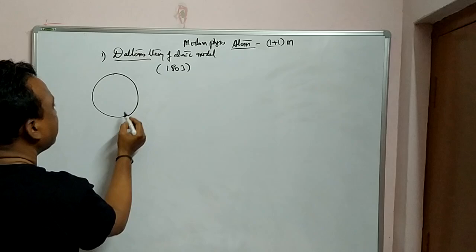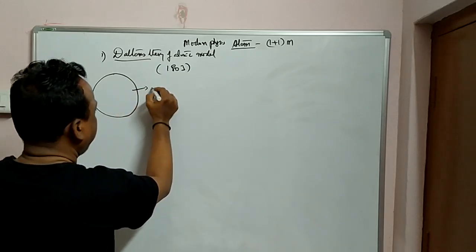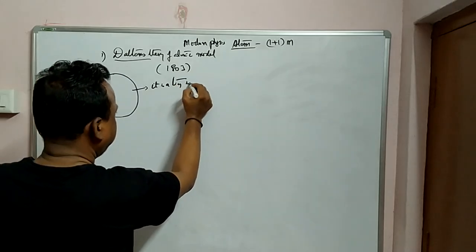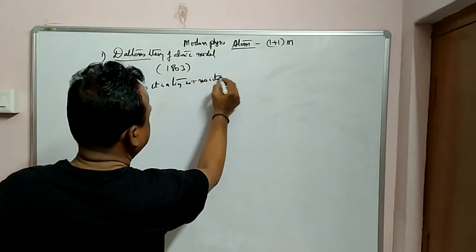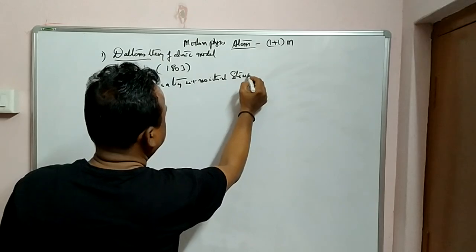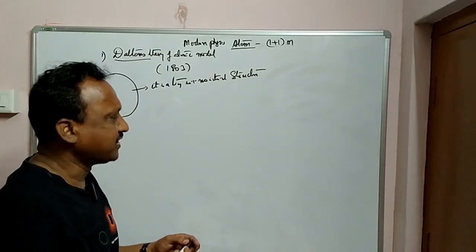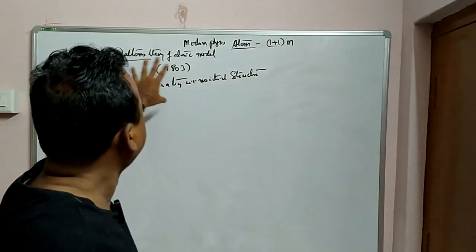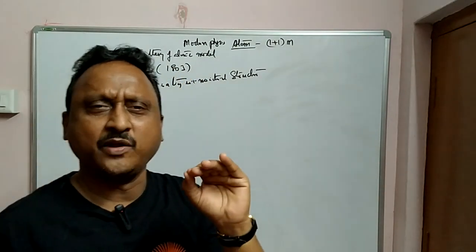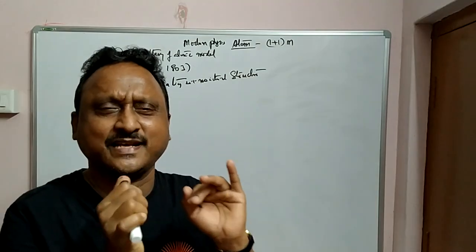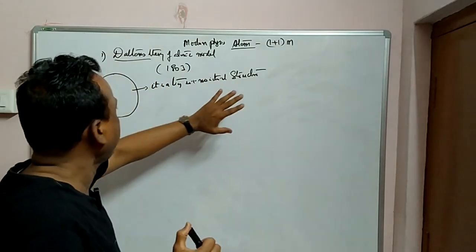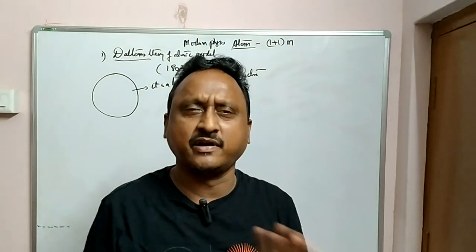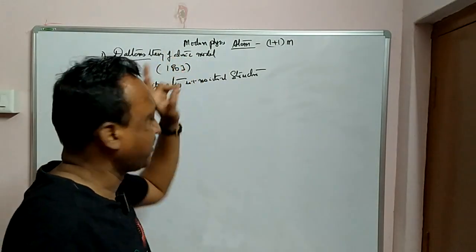regarding this one atom. He told that it is a tiny particle with no internal structure. A tiny particle with no internal structure. So this was the first model given by the scientist Dalton. Dalton's model says it is a tiny particle, and no internal structure. That means there is nothing explained regarding it. It is a tiny particle, no internal. That means they have not defined any nucleus or electron or proton. Anything is not defined. That was in 1803.